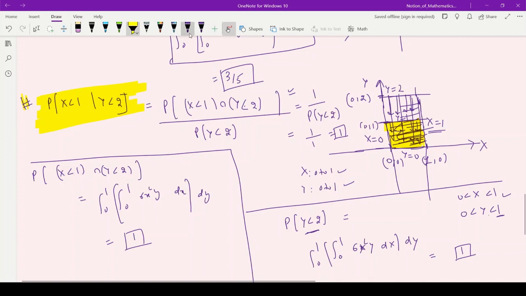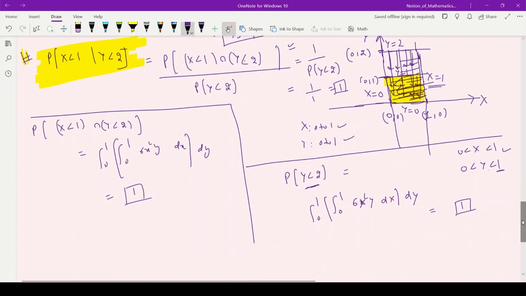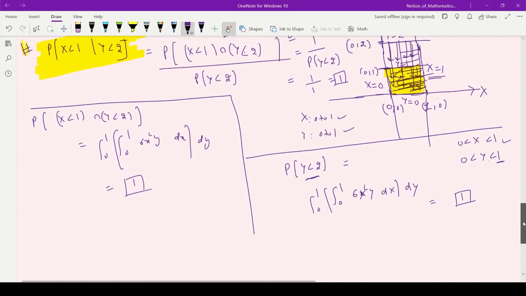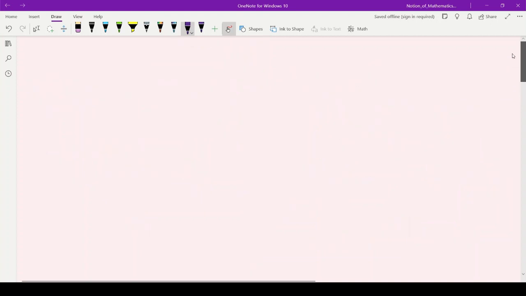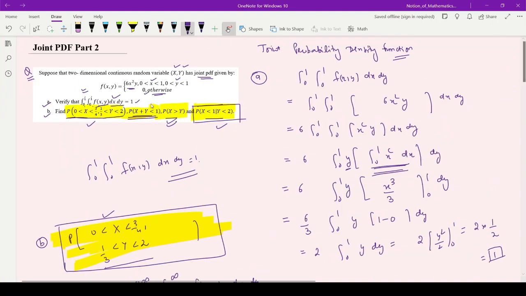So students, this is quite an interesting topic in the concept of the joint probability density function. I hope this topic and this video will be very helpful for you in your studies.